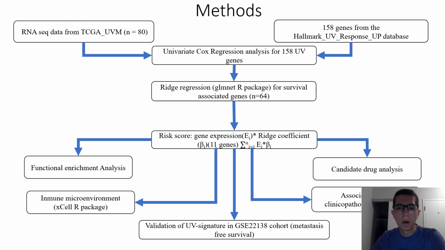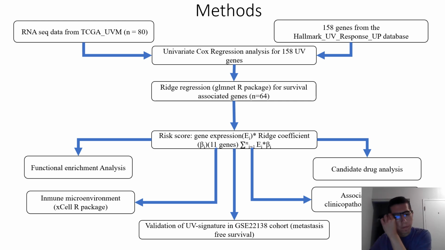With the genes associated with survival, which were around 64, we performed a ridge regression using this R package. Then, with the genes that the ridge regression assigned a coefficient, we estimated a risk score with the following formula: we multiply the gene expression of each gene by the ridge coefficient. We had in total 11 genes with non-zero coefficients, so that's good.